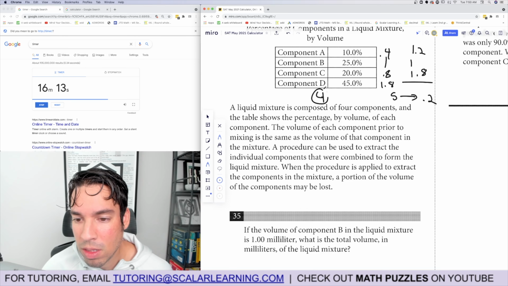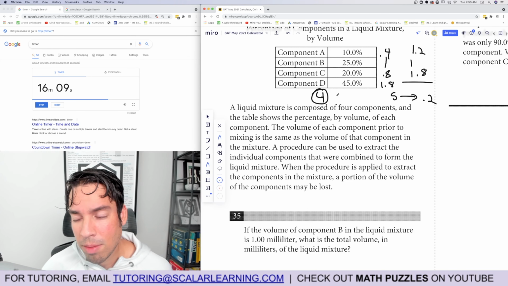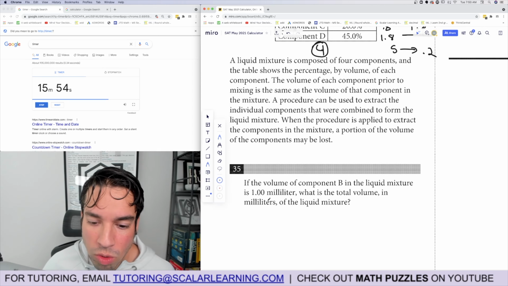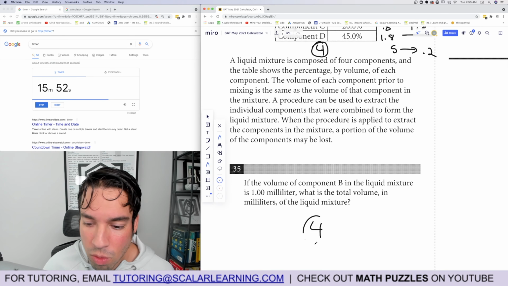So it's 4 milliliters. Now, if you're not sure about this one, you can go back and double check. 1 out of 4 is indeed 25%, so we're good there. 0.8 out of 4 is indeed 20%, because 20 times 5 is 100, and 0.8 times 5 is 4. You get what I'm saying. So the total volume is 4 milliliters.